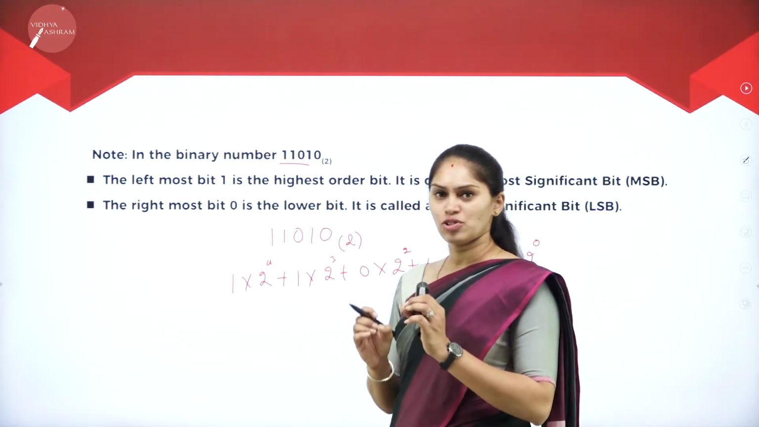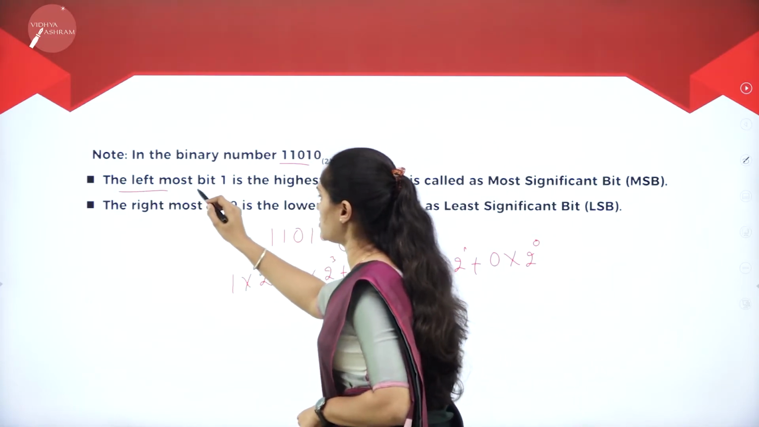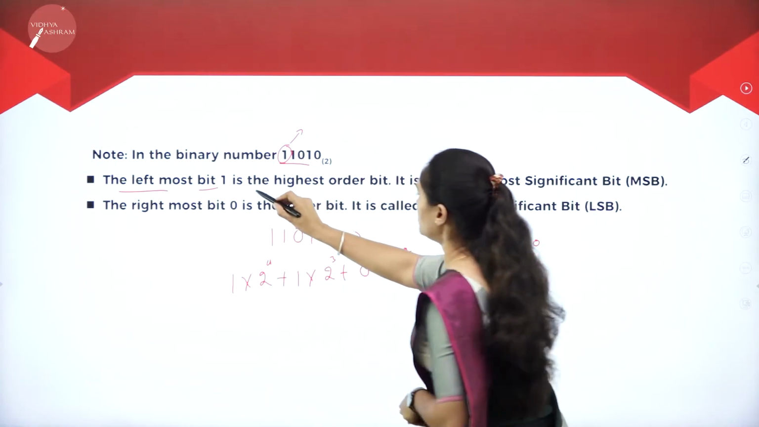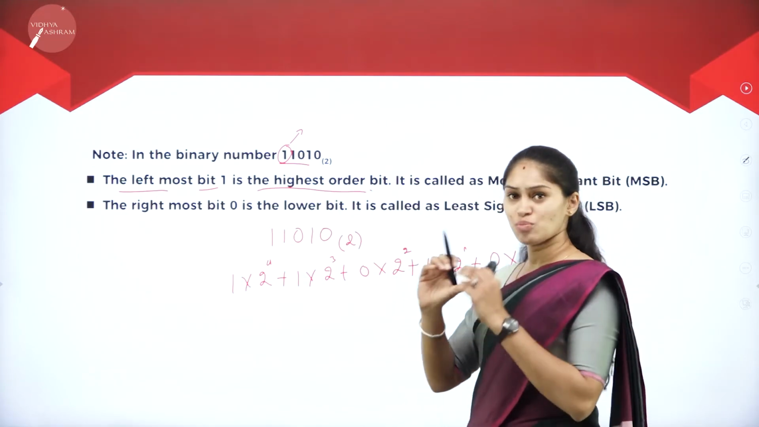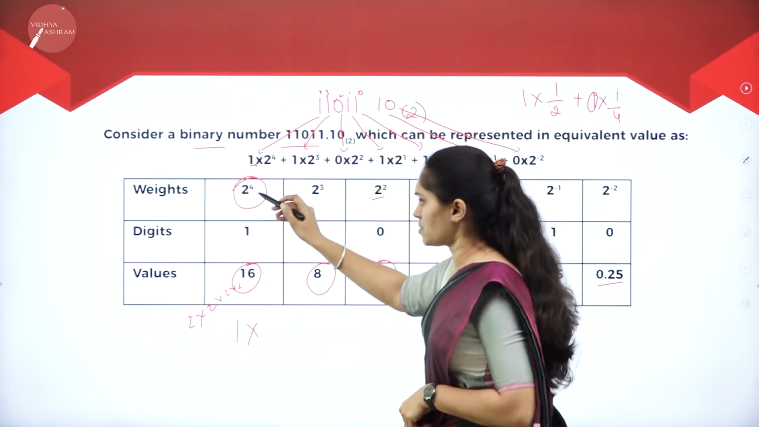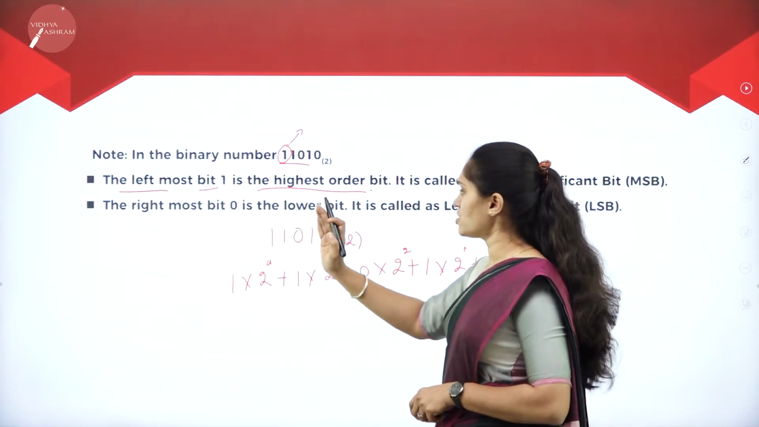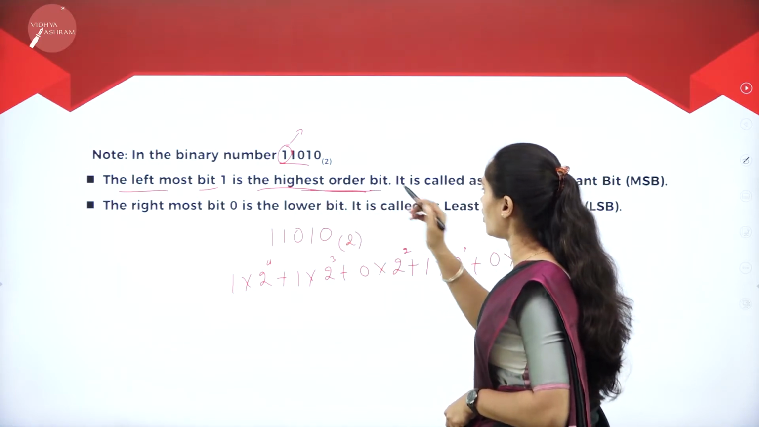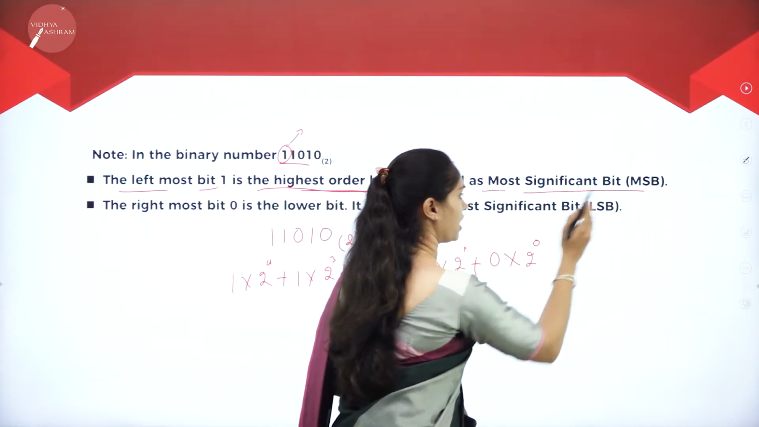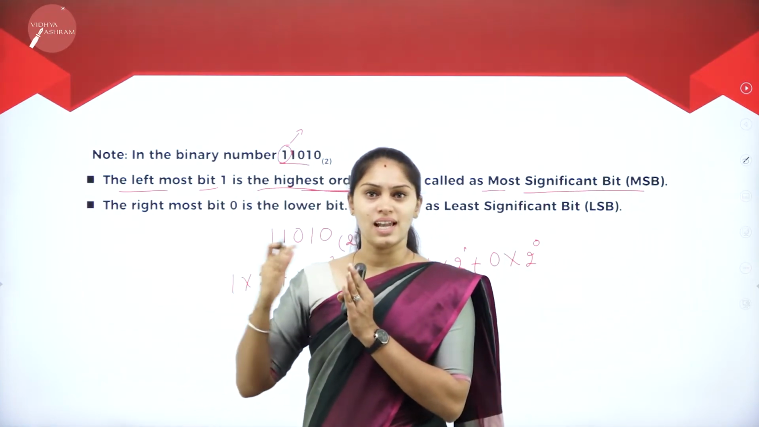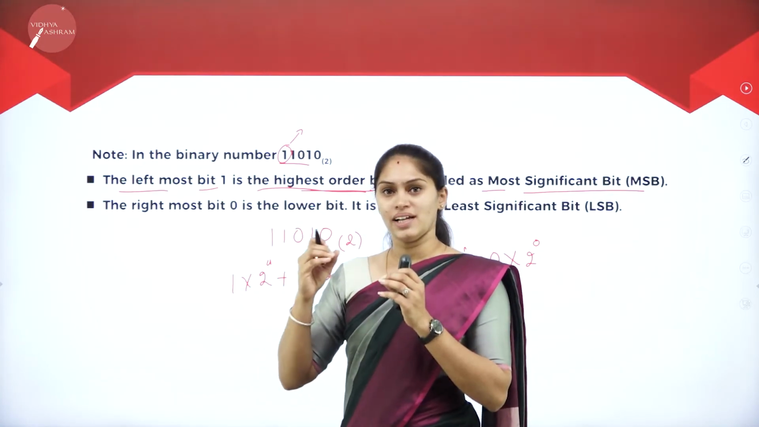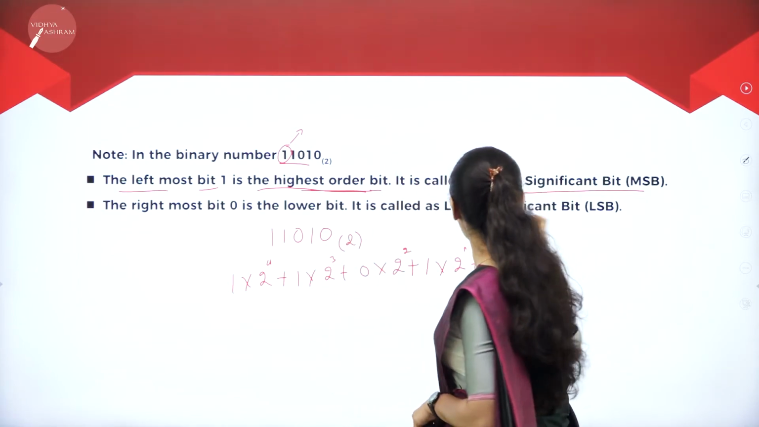So here we have to understand one thing. The leftmost bit, that is this one, is the high order bit. It has more weight. So here you can observe which has more weight, that is the last bit. That means the leftmost bit has more weightage or is the highest order bit. Then we are going to call that the MSB, the most significant bit. Its weight is higher, so we call that the MSB.